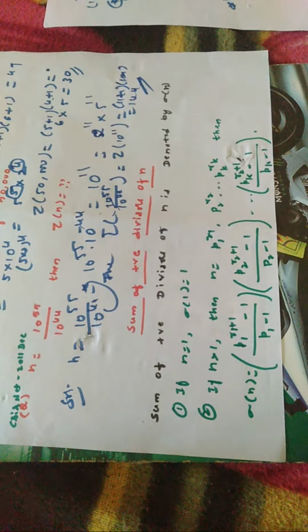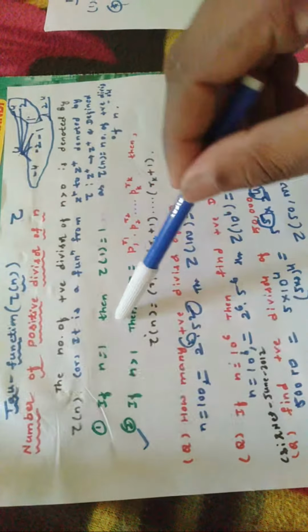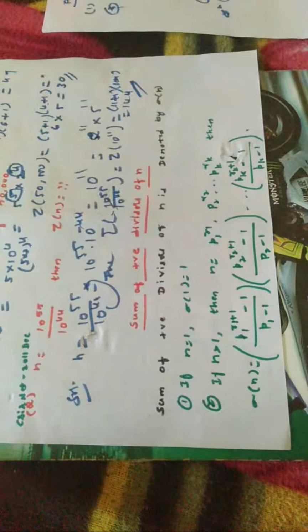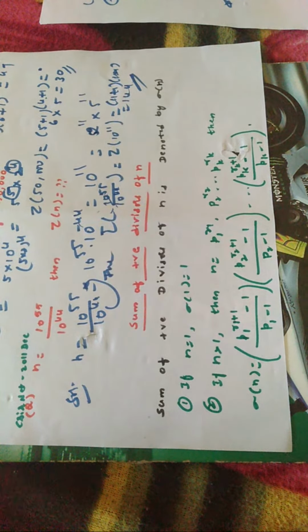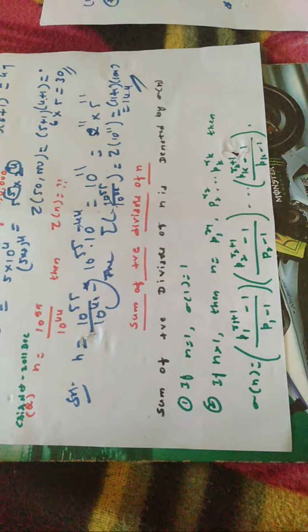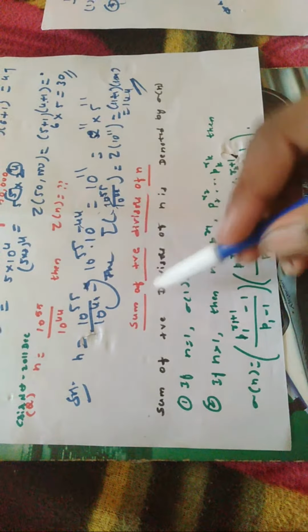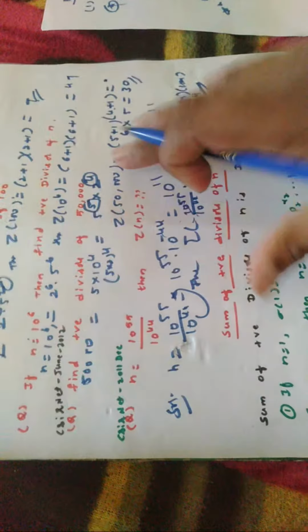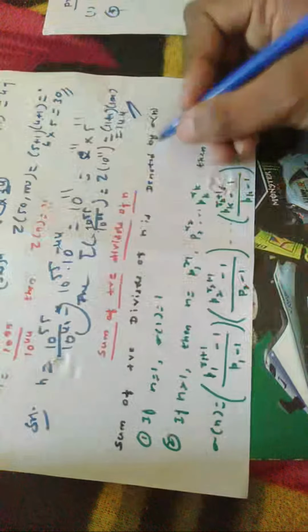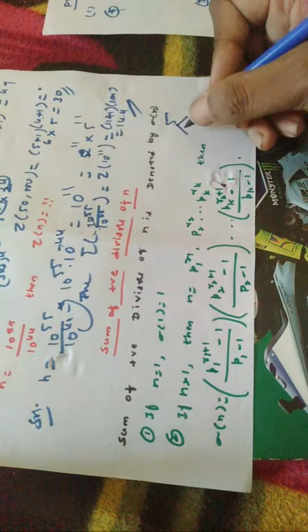These are some questions related to the number of positive divisors of n. Now we are discussing the sum of positive divisors of n. This is also an important concept in group theory. What is the sum of positive divisors of n? The sum of positive divisors of n is denoted by sigma of n. Suppose we take 5. What are the positive divisors of 5?